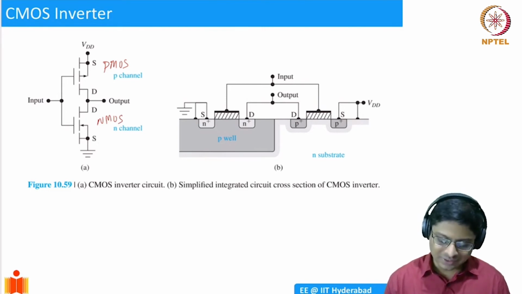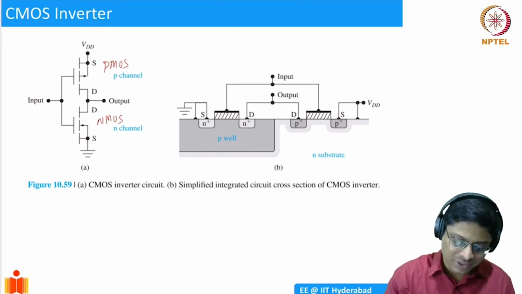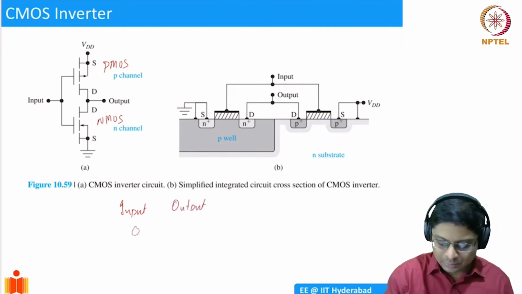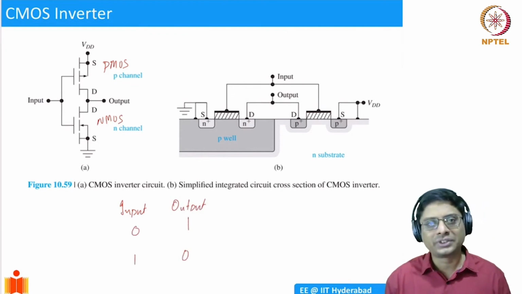Okay, so what? Once you have this inverter, what happens? So an inverter is basically a logic gate wherein I have my input and output, let's say. When my input is 0, my output should be 1. When my input is 1, the output should be 0. How does this happen?